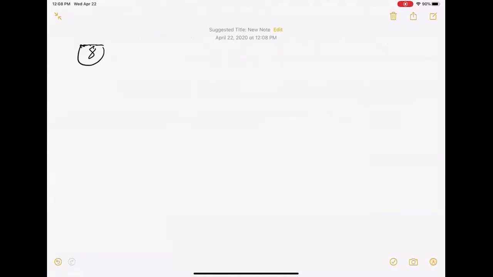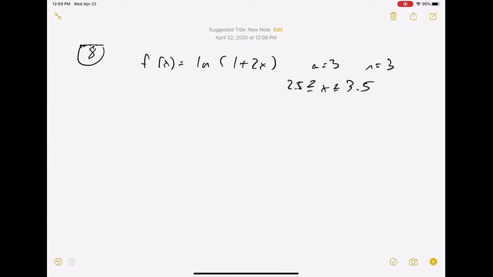All right, guys, let's try number 8 on the homework. What I have in front of me is this. f of x equals ln(1 plus 2x), a equals 3, n equals 3, and x is between 3.5 and 2.5. Part A of the problem says, approximate f by a Taylor polynomial with degree n at the number a. So basically what we have to do is find T3 of x, the third degree Taylor polynomial.